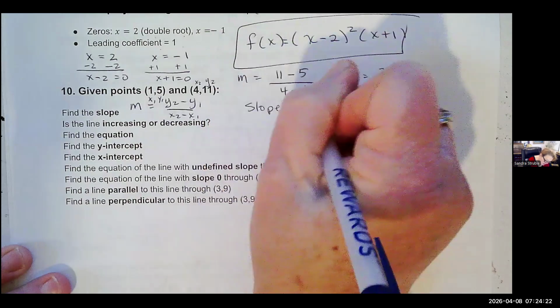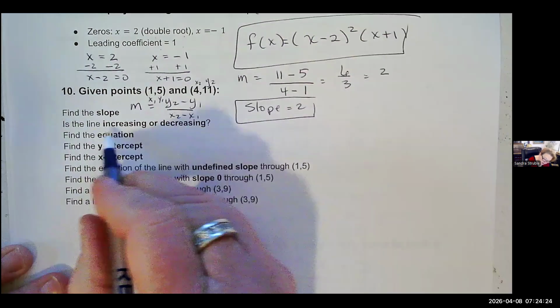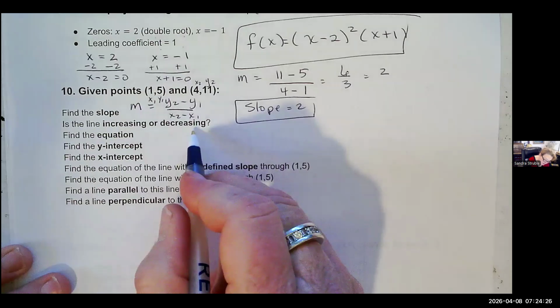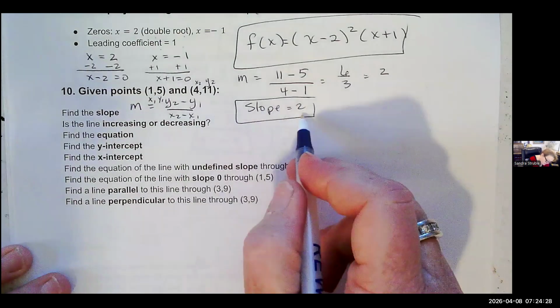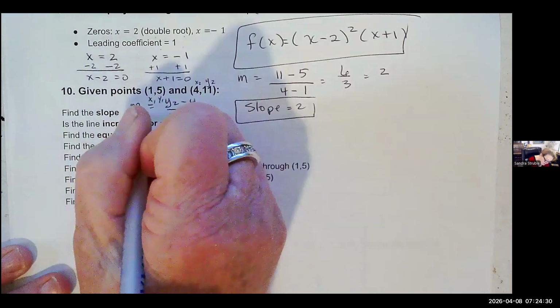Is the line increasing or decreasing? Well, the slope's positive. Because the slope's positive, it's increasing. If it was negative, it'd be decreasing.